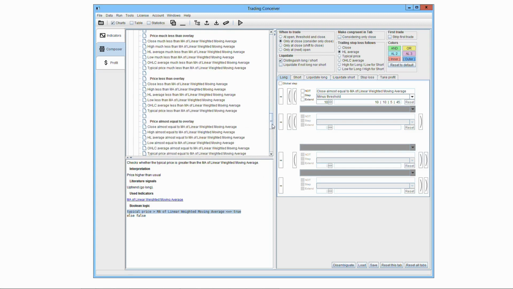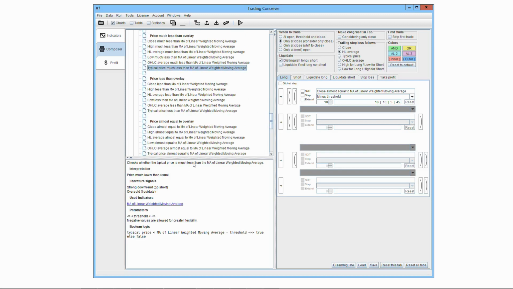The price much less than overlay algorithm checks whether the price is less than the moving average of the overlay minus a threshold, that is a particular value input by the user. So the algorithm is true if and only if the price is less than the moving average of the overlay minus threshold. For greater flexibility, the threshold can be negative too. In that case, the algorithm is true even whether the price is slightly above the overlay. The name of the algorithm would then be kind of a misnomer.